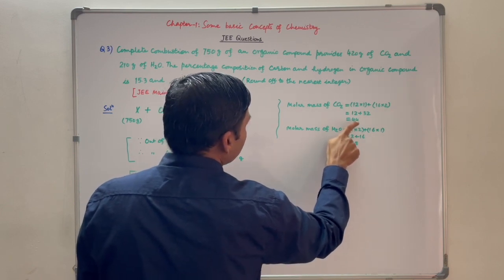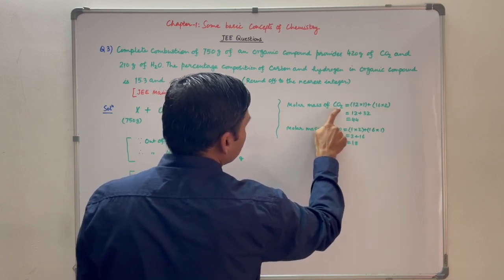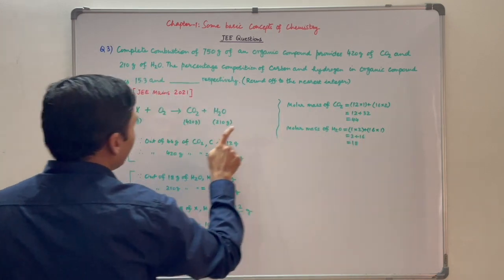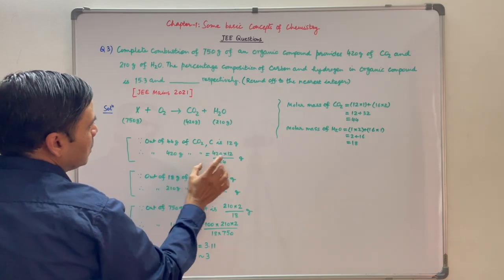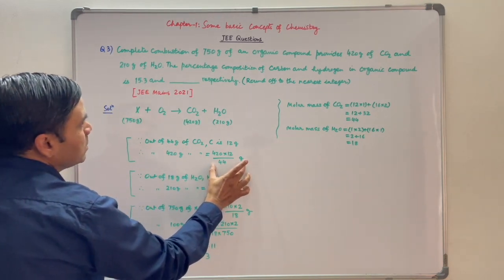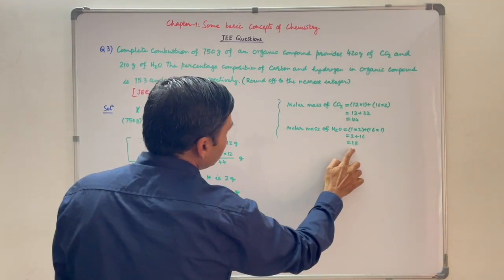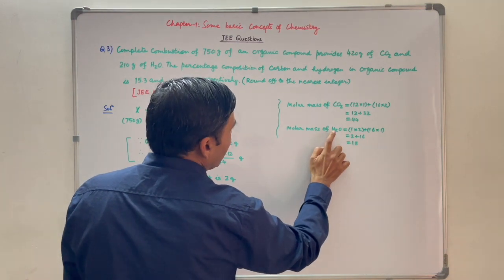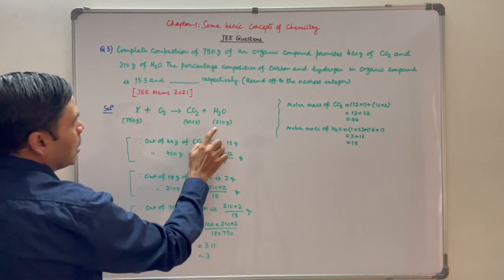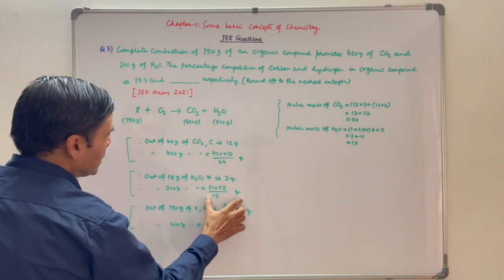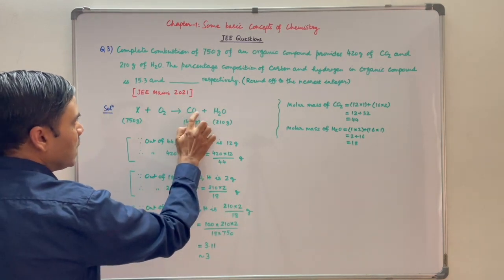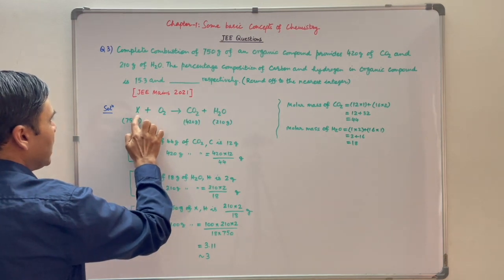So out of 44 gram of CO2, carbon is 12 gram. So out of 420 gram, how much will be the carbon? It will be this much. Similarly, out of 18 gram of water, hydrogen is 2 gram. So out of 210 gram of water, how much is the hydrogen? This much. Now both carbon and hydrogen are coming from X.